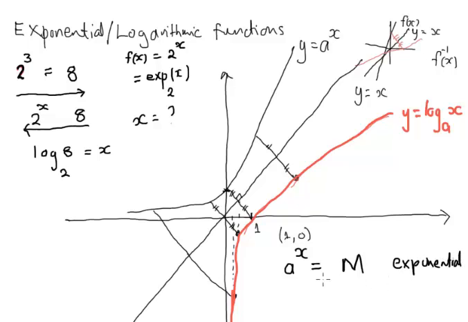A relationship between a and m involving x, isn't it? But what I've just said there means that the logarithm base a of m is equal to x. So that's still a relationship, but expressed in a logarithmic language. And the x is still the same x. Altogether, we're just placing the same relationship but in a different language.